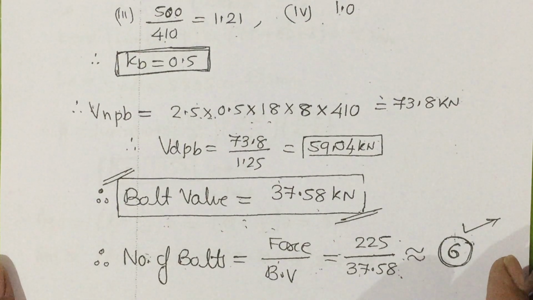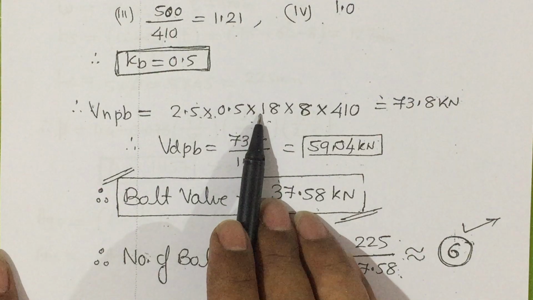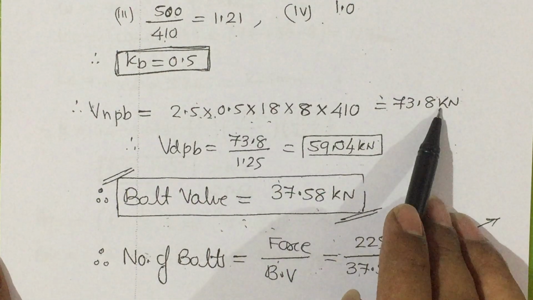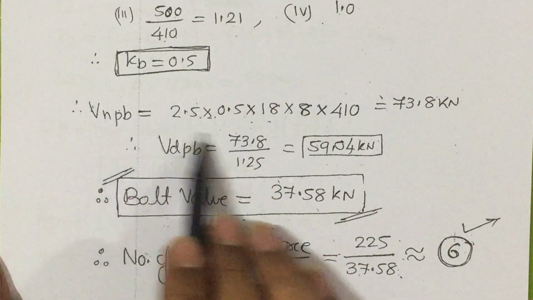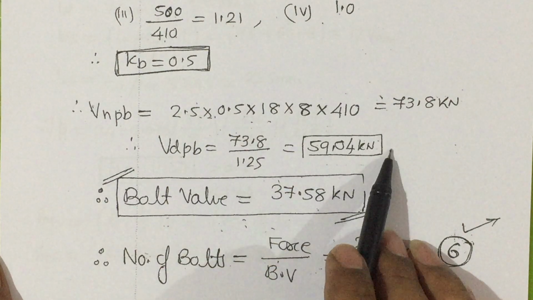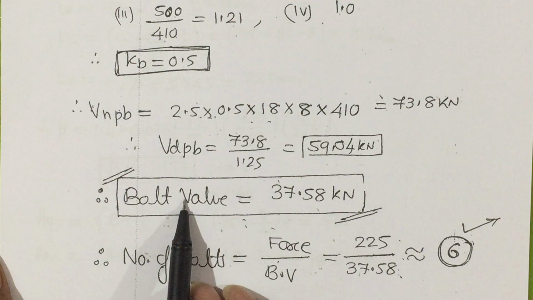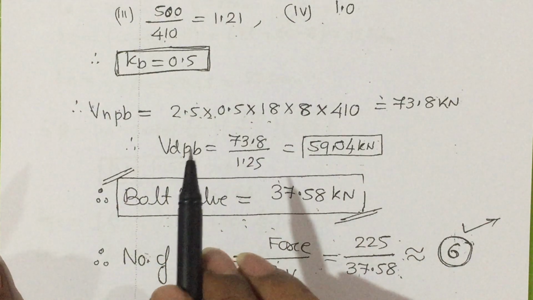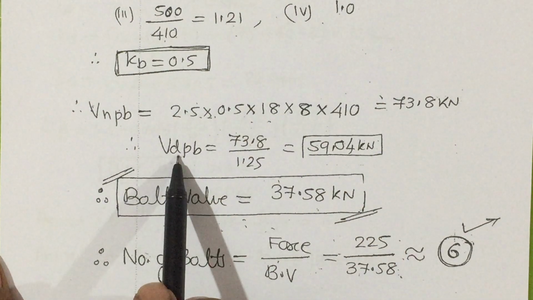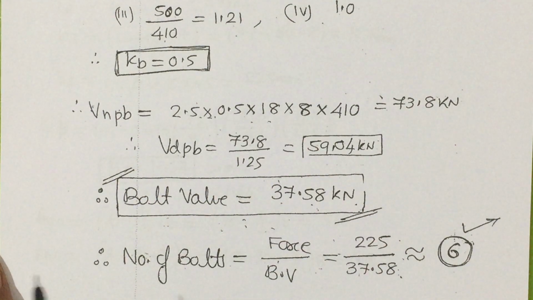Then calculate Vnpb by using the formula as we discussed in the previous modules. You are going to get it as 73.8, then Vdpb, that is Vnpb divided by gamma mb, you are going to get 59.04 kilonewton. Therefore, bolt value will be the least of the above 2, that is in shear and in bearing, values Vdsp and Vdpb. Take the least value, that is 37.58 kilonewton.